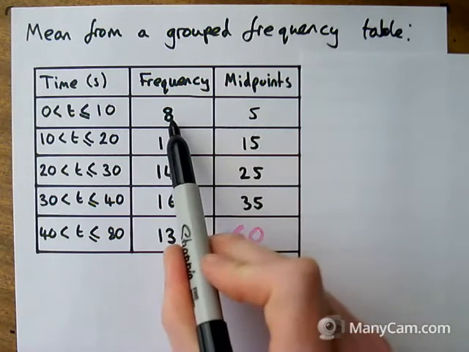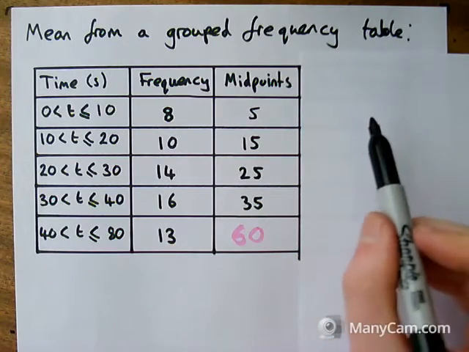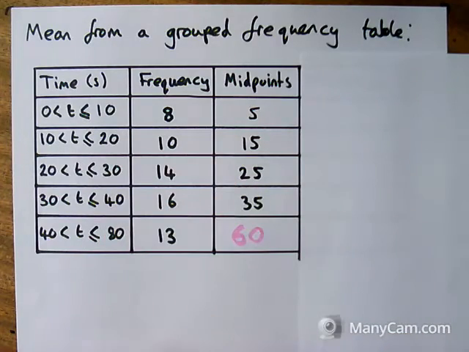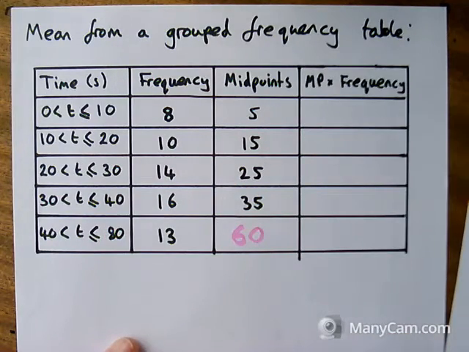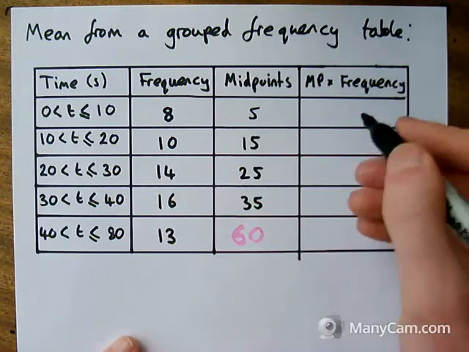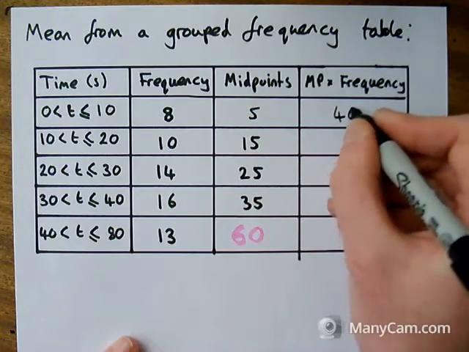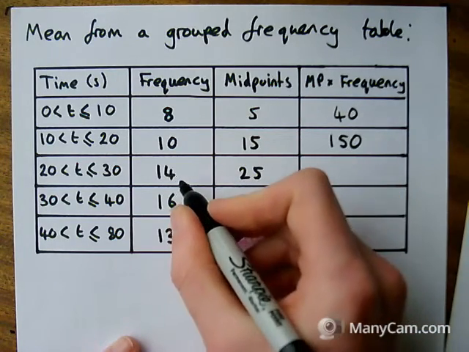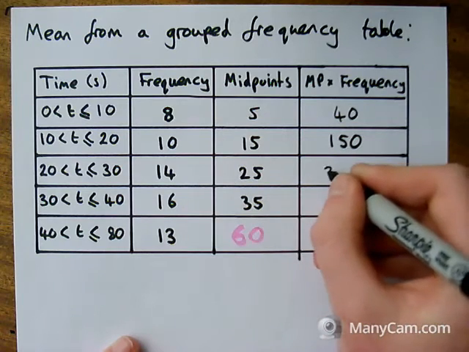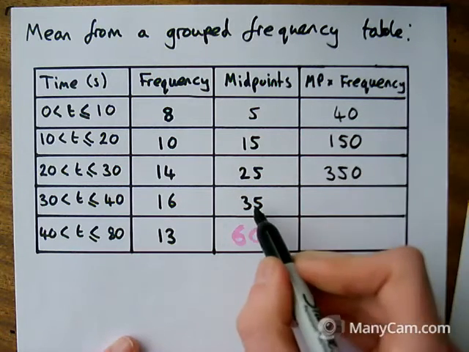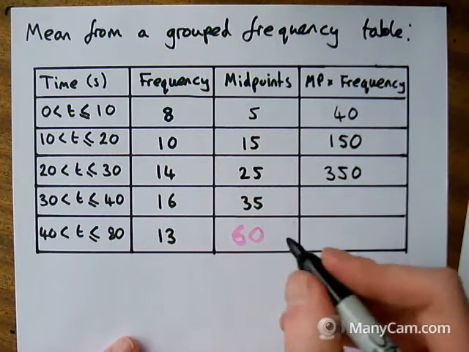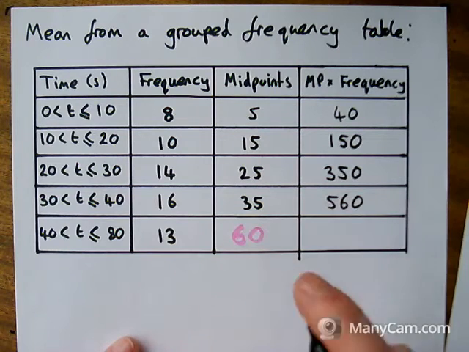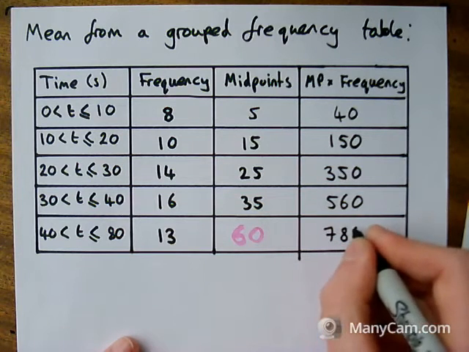I need to now do 5 times 8 to get my estimate for the amount of people that took between 0 and 10 seconds. So I've got 5 times 8 to give me 40, then I've got 15 times 10 to give me 150, 25 times 14 gives me 350, 35 times 16 gives me 560, and then the last one, my 60 times 13 gives me 780.